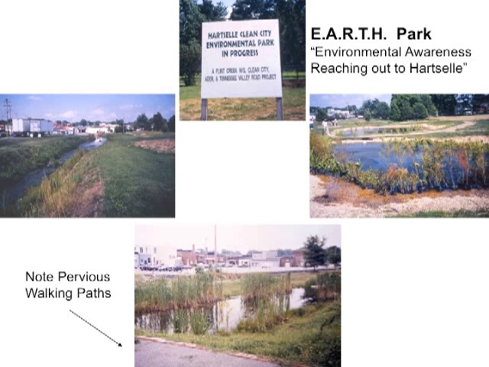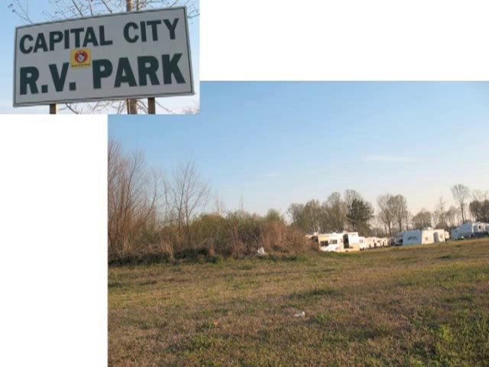Hartselle, downtown Hartselle has a park. It's got a polluted creek going through it, and so they capture some of the water, pump it up into these wetland cells that are a part of the park. You can see the walking paths here, pervious walking paths, and they are cleaning that water, and then it goes back into the creek as cleaned water. This is an RV park north of Montgomery. Up on a mound here, they've got a constructed wetland cleaning the water from the RV park.